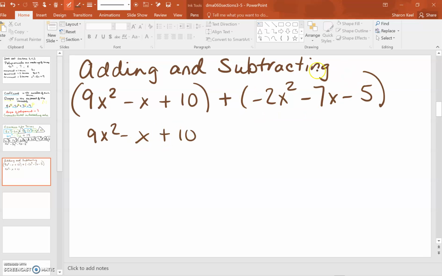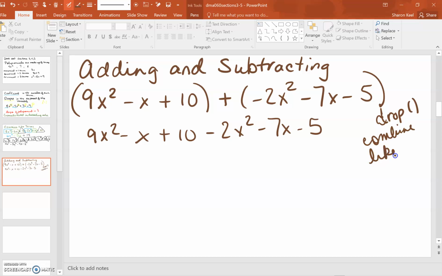And then here I can drop the parenthesis and all the signs are going to stay the same. So that's going to become minus 2x squared minus 7x minus 5. Those signs are not going to change. So with addition, you just simply drop parenthesis and then you combine like terms.